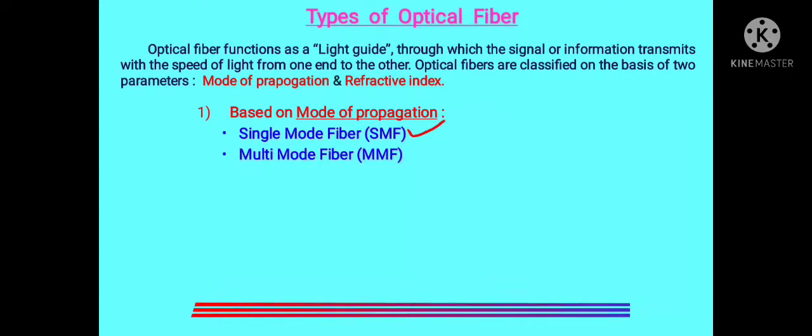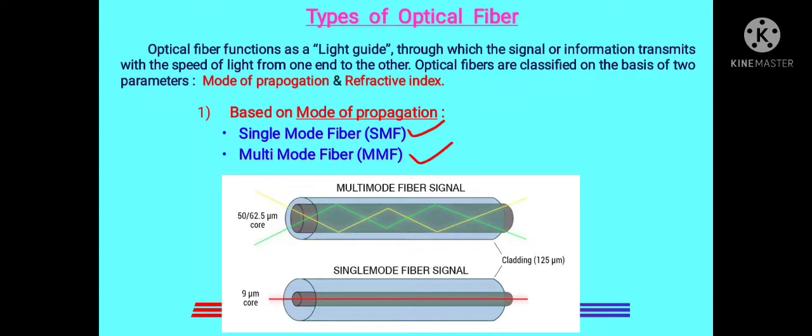In single mode fiber, only one ray can pass through the optical fiber at a time. And in case of multi-mode optical fiber, many or multiple rays can pass through the optical fiber at a time. See, here we have shown the actual structures of both modes. You can see in this first case, this is single mode optical fiber, and here we have shown that only one light ray is passing through the optical fiber, and in case of multimode optical fiber, more than one or many light rays can pass through it at a time.